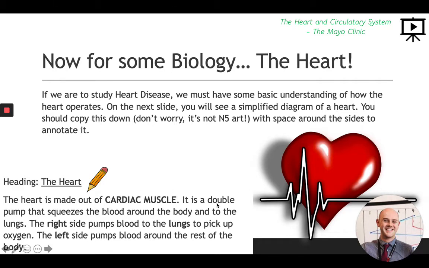Copy this part down. It's a cardiac muscle. It's known as a double pump that squeezes blood around the body and to the lungs. The right side pumps blood to the lungs to pick up oxygen, and the left side pumps blood around the rest of the body. So obviously our blood needs oxygen, that's what keeps all of our organs going, and the heart is the pump that puts everything around our body to keep it going. It is obviously quite important.